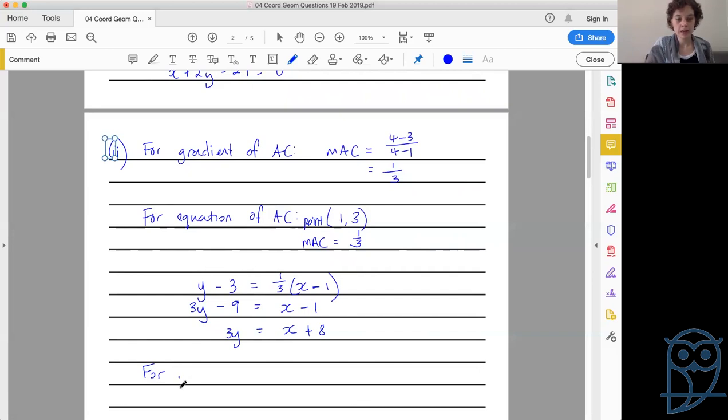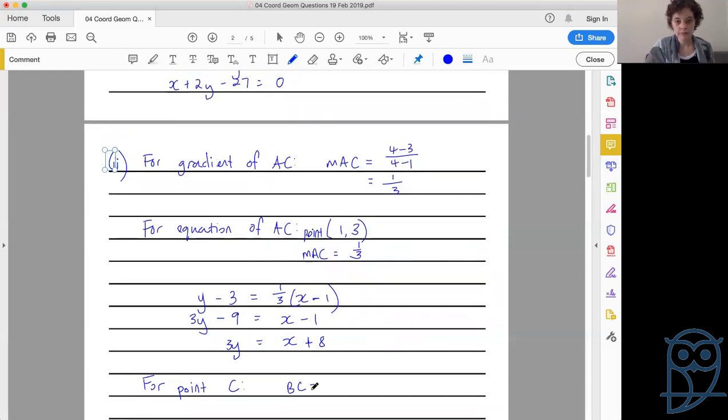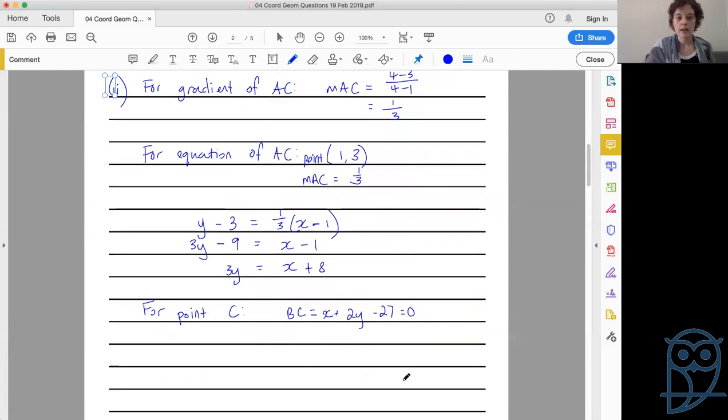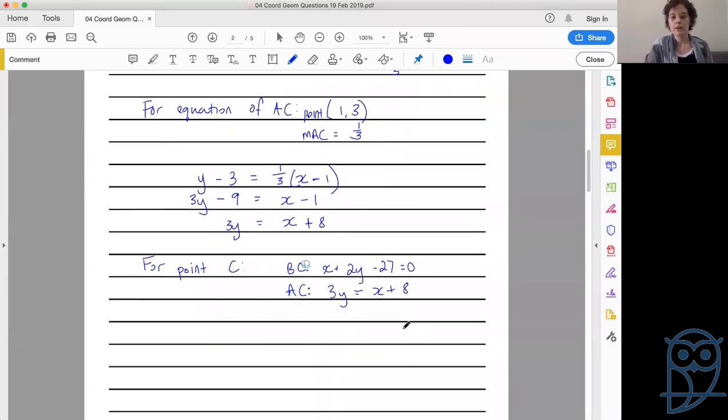So again, for point C, we have BC: x plus 2y minus 27 equals 0. And AC, ooh, bad teacher. No more than 1 equals on a line. BC colon, AC colon, 3y equals x plus 8. When you start getting multiple equal signs on a line, then it's so easy to get distracted and get confused. So it's not BC equals, it's BC. This is the label of the BC line. So colons, much happier.